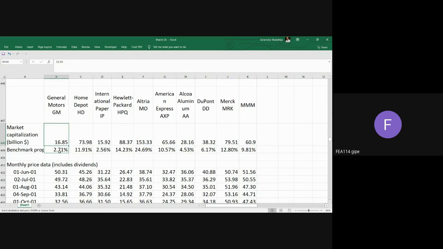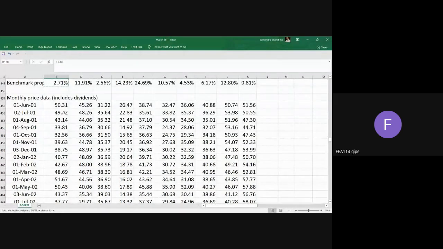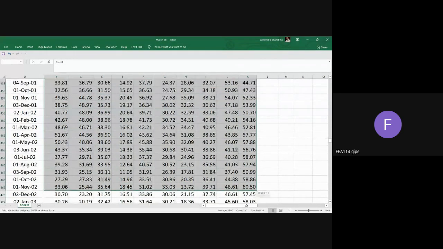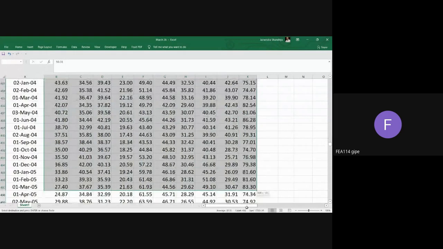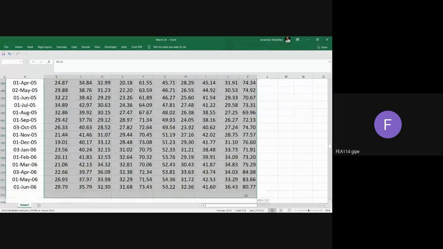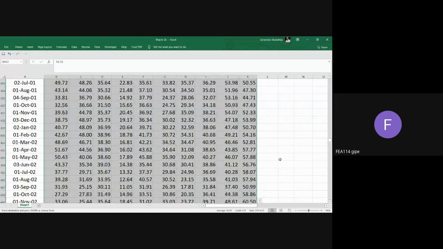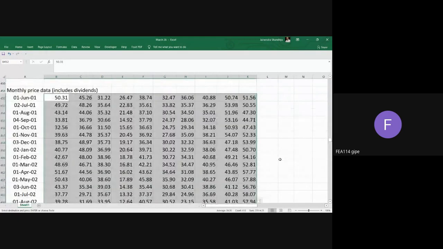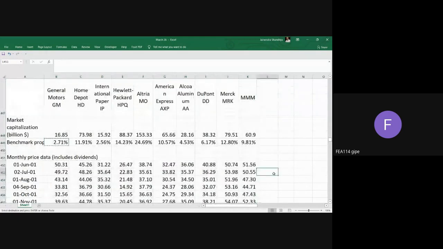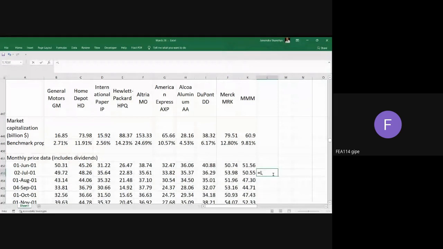So we calculated the proportion, and this is the monthly price data of all these 10 companies for, I think, 5 years, from 2001. So for 5 years we have this price data available. In order to calculate variance covariance, we need to convert price into return. So what we do normally is the log return.